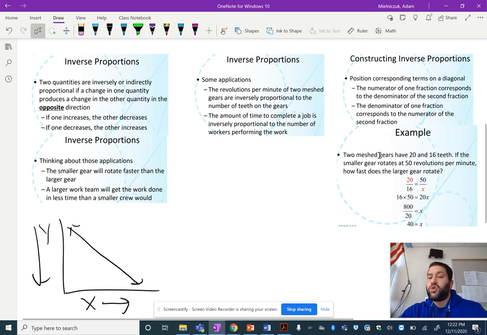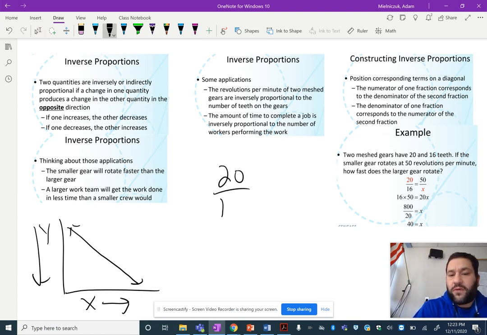So two meshed gears have 20 and 16 teeth. If the smaller gear rotates at 50 revolutions per minute, how fast does the larger gear rotate? Let's just set this up. The larger gear would be the 20, right? So we're going to say 20 teeth over the 16 teeth.